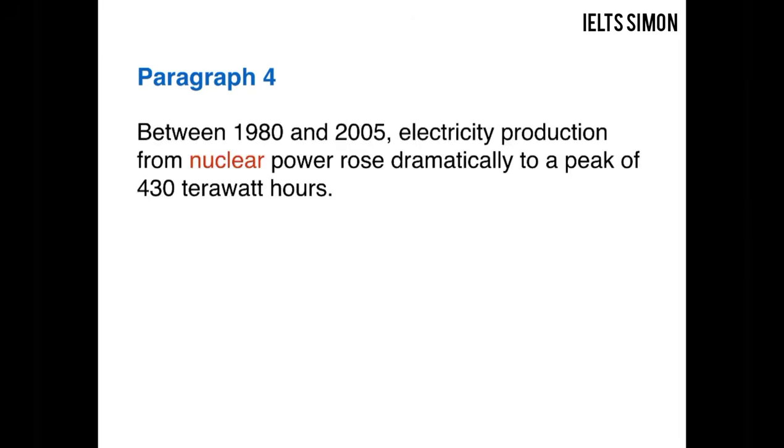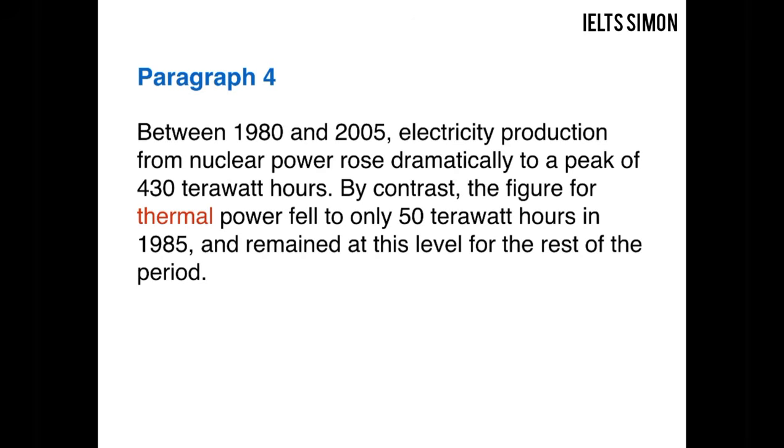Again, another 3 sentences. First, between 1980 and 2005, electricity production from nuclear power rose dramatically to a peak of 430 terawatt hours. That's my sentence about nuclear. I'm going to contrast that now with the thermal power. By contrast, the figure for thermal power fell to only 50 terawatt hours in 1985 and remained at this level for the rest of the period.